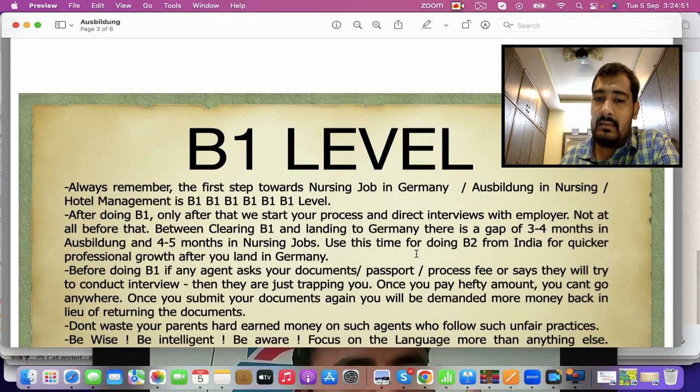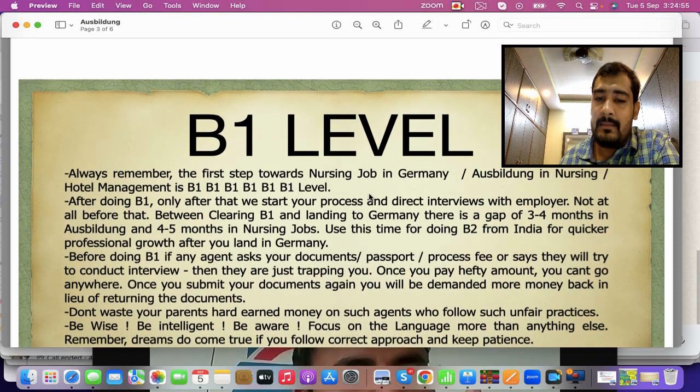Okay, the thing is, after you clear the B1 level, the process is very fast. It's written here, there is a maximum gap of 3 to 4 months in Ausbildung after you clear B1, and 4 to 5 months in the nursing jobs. Now what we recommend, once you finish B1 level, see, you have to understand the relevance of importance.